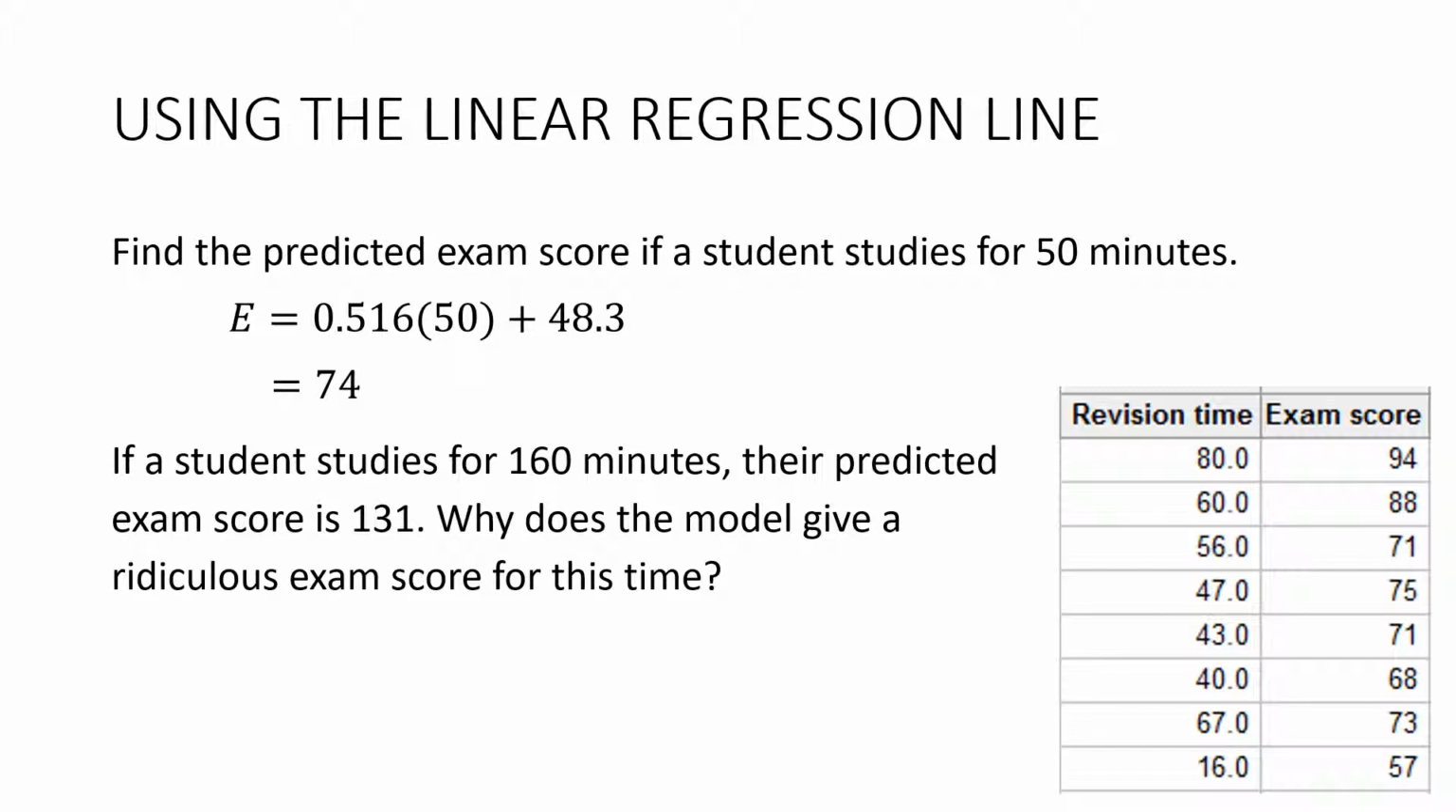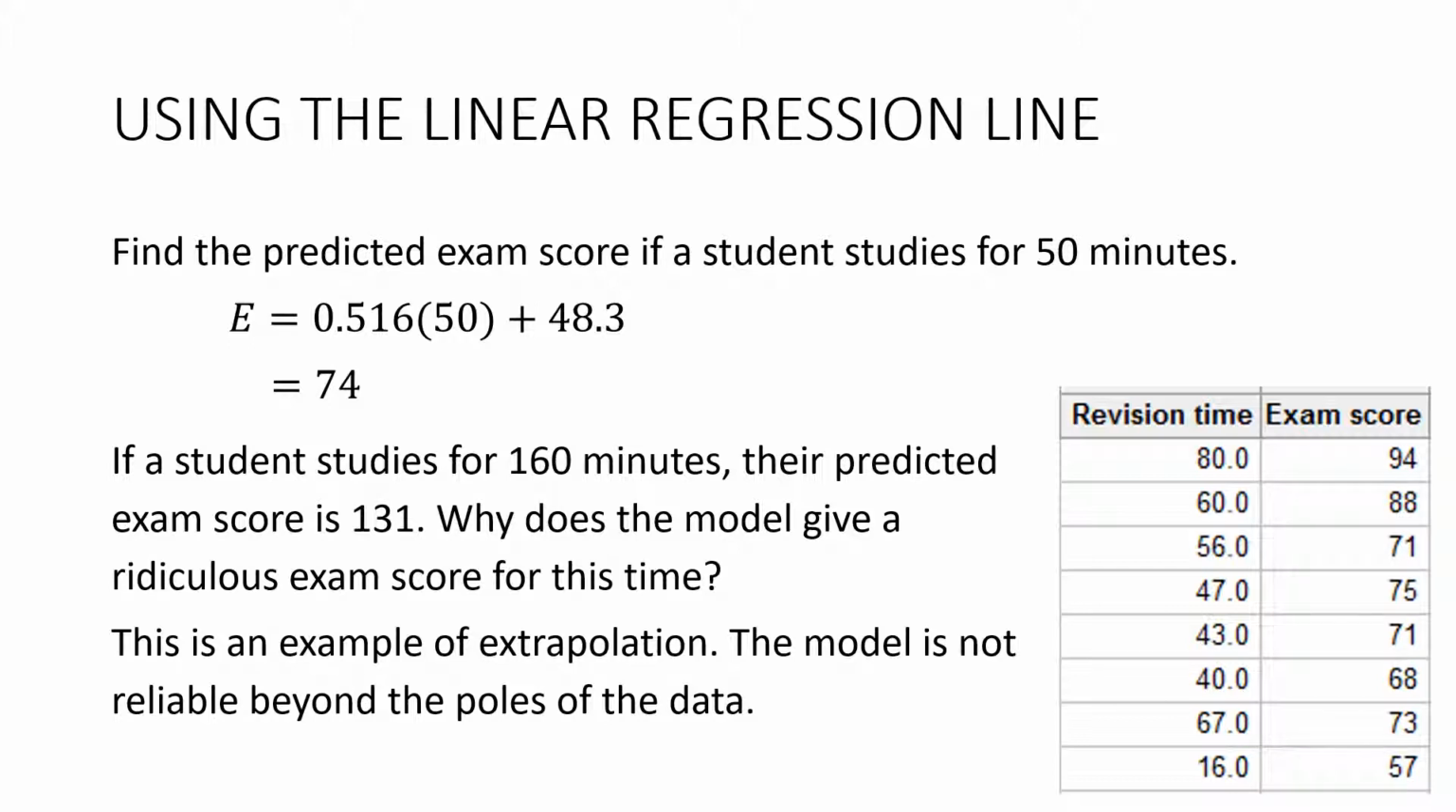This one's not. If a student studies for 160 minutes, their predicted exam score is 131. And remember, that's out of 100. So why does the model give a ridiculous exam score for this time? Well, it's because this is an example of extrapolation. This 160 minutes lies outside these revision times. So we don't have any idea what will happen if a student studies for 160 minutes. So this is an example of extrapolation. The model is not reliable beyond the poles of the data.